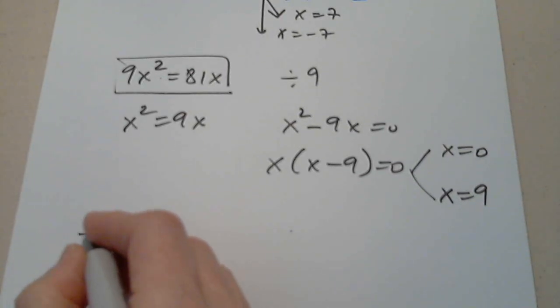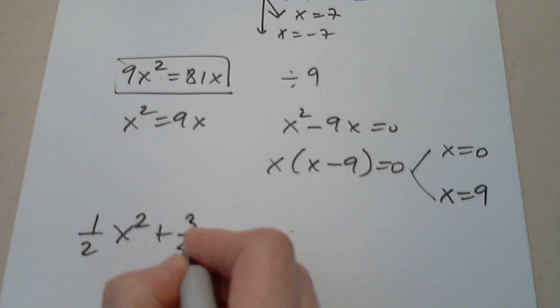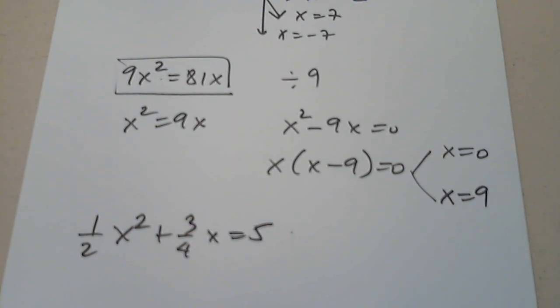That would be good. 1/2 x squared plus 3/4 x equals 5. Always remember, no one can ever force me to solve an equation with fractions, and no one can force me to solve an equation with a negative leading coefficient. It's not going to happen. So I know that the least common denominator here is 4.